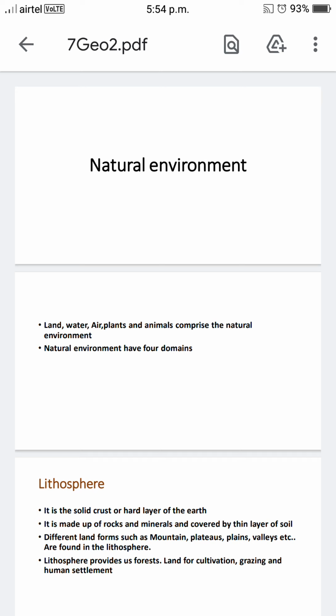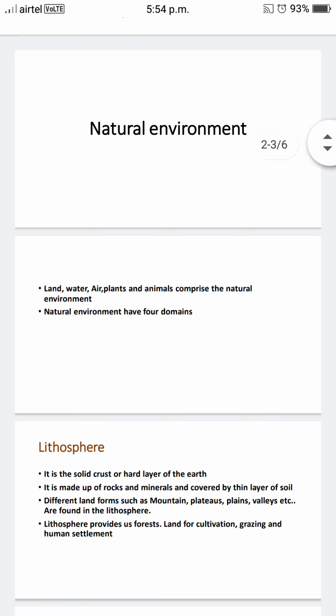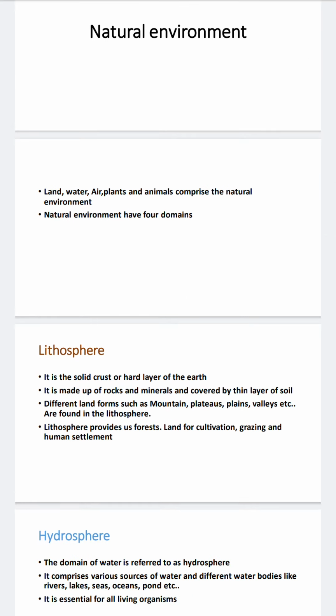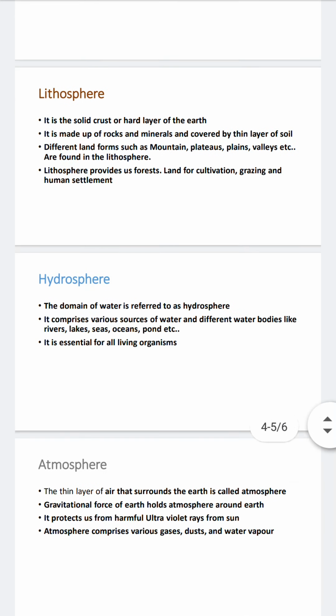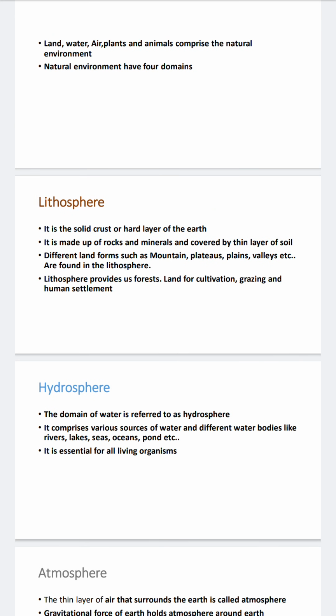First of all, we know the land, water, air, plants and animals comprise the natural environment. The natural environment constitutes the land, water, air, plants, animals, etc. The natural environment has four domains, which we already mentioned: one is lithosphere, then hydrosphere, then atmosphere, then biosphere. First, let us discuss the first one, lithosphere.